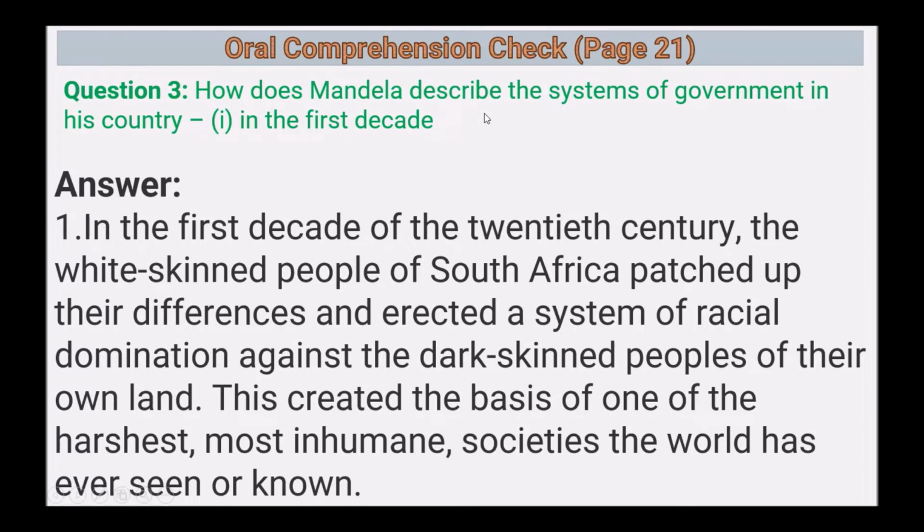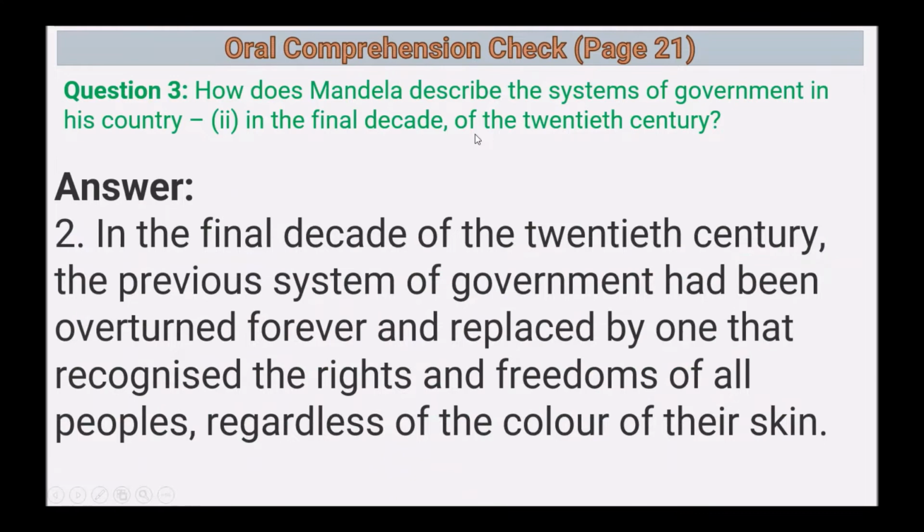How does Mandela describe the systems of government in his country? In the first decade of the 20th century, the white-skinned people of South Africa patched up their differences and erected a system of racial domination against the dark-skinned peoples of their own land. This created the basis of one of the harshest, most inhuman societies the world has ever seen or known. In the final decade of the 20th century, the previous system of government had been overturned forever and replaced by one that recognized the rights and freedoms of all peoples, regardless of the color of their skin.